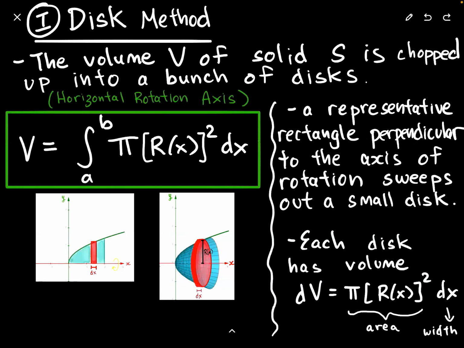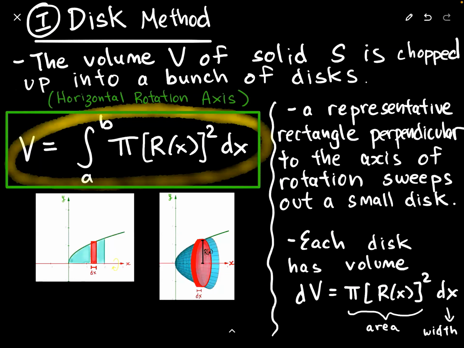The first method to calculate the volume V is called the disk method. This is where the solid S is chopped up into a bunch of disks. Then the sum of all those disk volumes will give the volume of the solid S. For a horizontal rotation axis, the volume is the definite integral from a to b of pi r squared with respect to x. And r is the distance from the axis of rotation to the function.